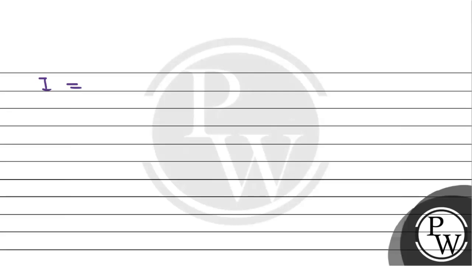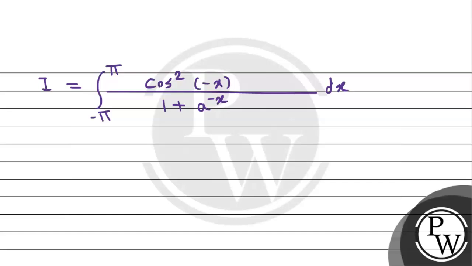Now if we try to simplify the expression, the integration I would be equal to the integration of minus pi to pi. In the numerator, plus pi and minus pi get cancelled, and it will simply become cosine square of minus x, divided by 1 plus a to the power minus x, dx, where the plus pi and minus pi also get cancelled. So this will be equal to the integration of minus pi to plus pi of cosine square of minus x.